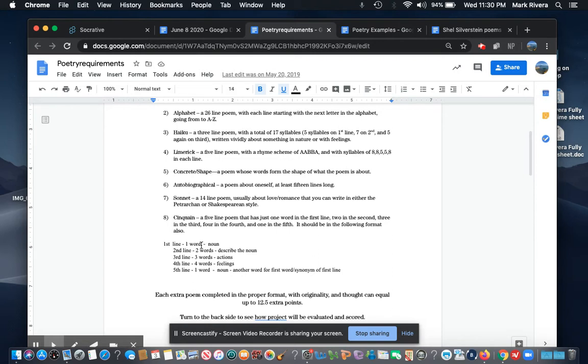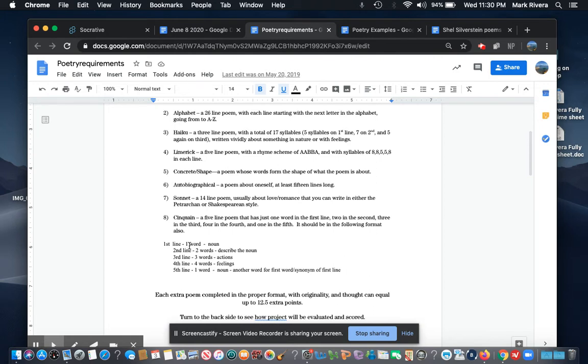So the first line is one word and it's a noun. The second line is 2 words that describe that noun. The third line is 3 words that are action words, showing like verbs. The fourth line is feelings. And then the last word should be a synonym of line 1.